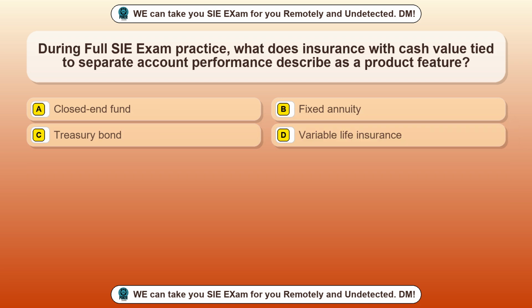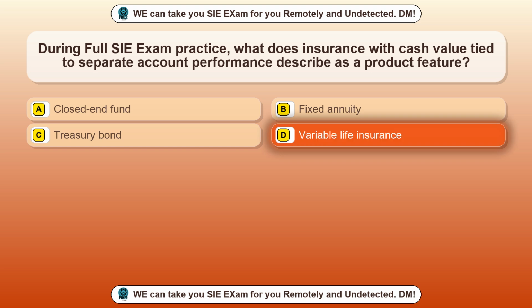Question 87. During full SIE exam practice, what does insurance with cash value tied to separate account performance describe as a product feature? Option A, closed-end fund. Option B, fixed annuity. Option C, treasury bond. Option D, variable life insurance. The correct answer is option D, variable life insurance.